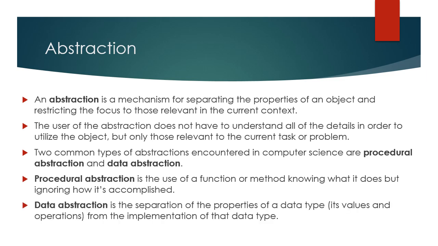Data abstraction is the separation of the properties of a data type, its values and operations, from the implementation of that data type. You have used strings in Python many times, but do you know how they are implemented? That is, do you know how the data is structured internally in the memory or how the various operations are implemented? Most probably you do not, but still you have been using the string data type in Python.